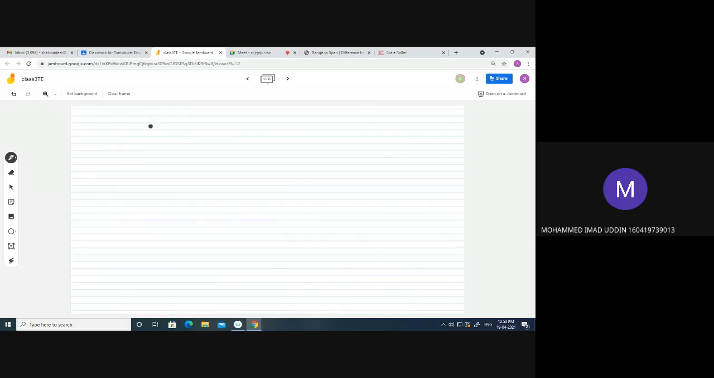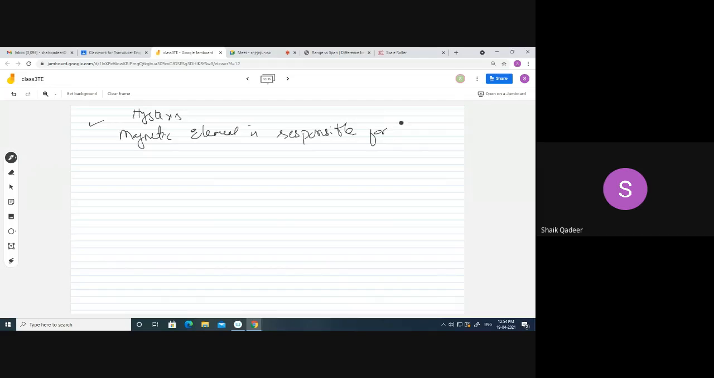The hysteresis graph shows paramagnetic and ferromagnetic behavior. Correct. The first thing I will write about hysteresis: who is responsible for hysteresis? Can I write magnetic element? Yes. Remember this: the magnetic element is responsible for the hysteresis effect. But what is hysteresis? We will see that.